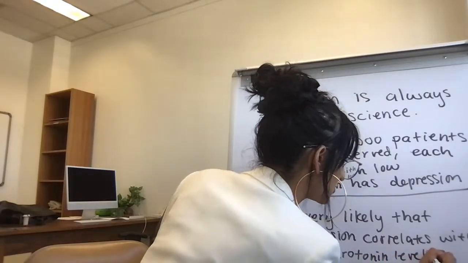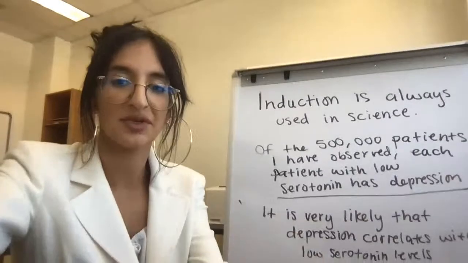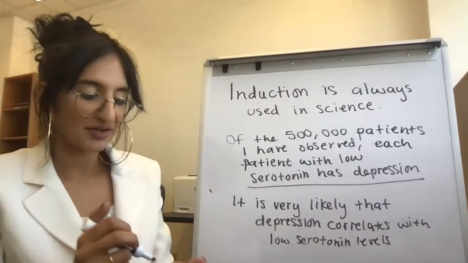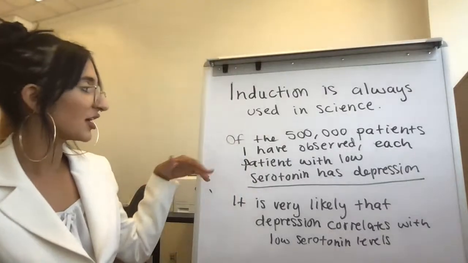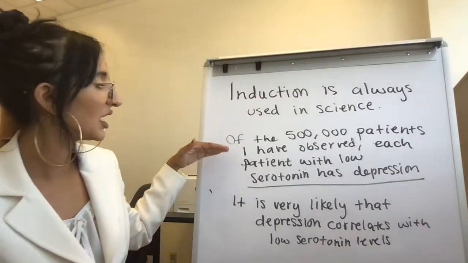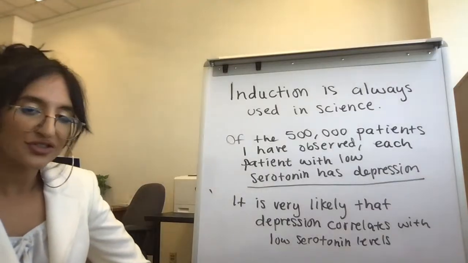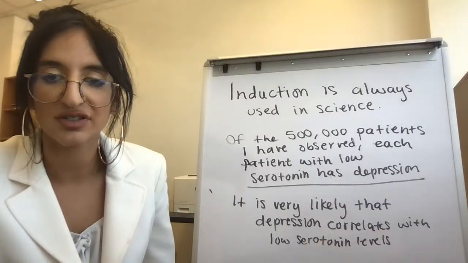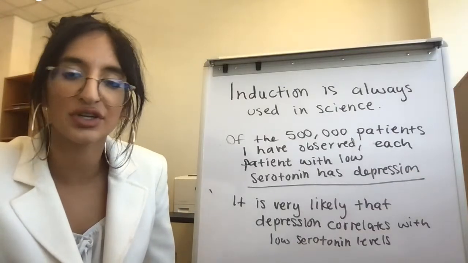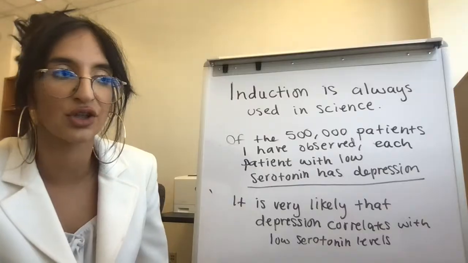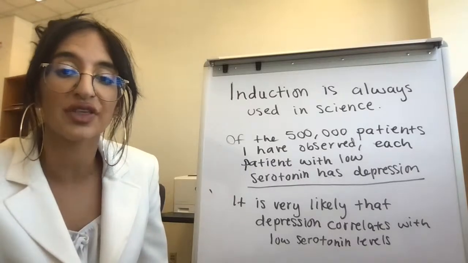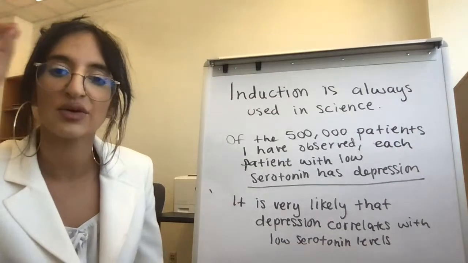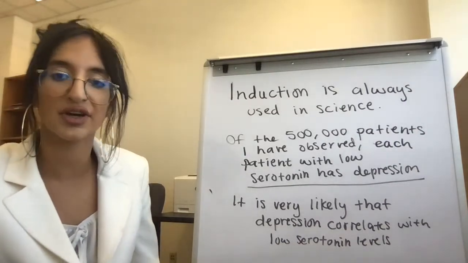Okay, so here's an example. Let me just make it so you guys can see it better. There we go. Okay, so here's my inductive argument of, let's pretend I'm a psychiatrist and I'm doing a study. And I notice this. Of the 500,000 patients that I have observed, each of these patients who has low serotonin, that's just a neurotransmitter, has a low serotonin level, each of them also has depression. Let's just pretend. Okay, so I observe patient 1, 2, 3, all the way to 500,000.